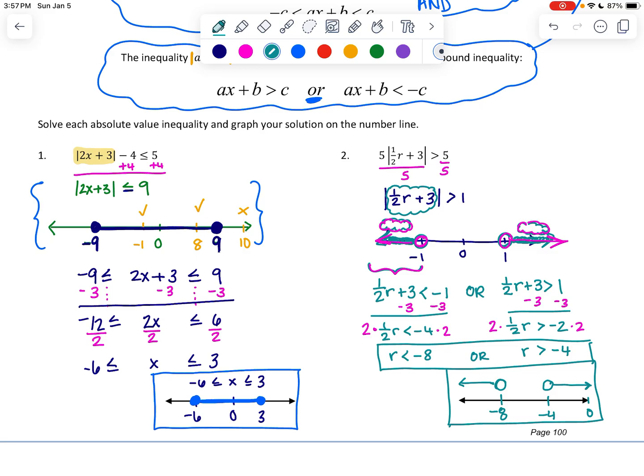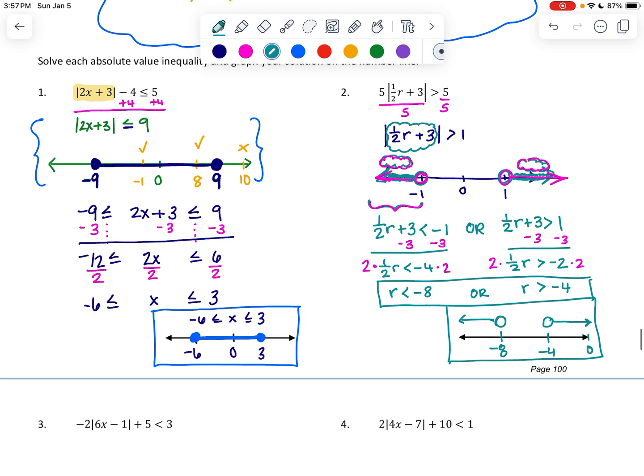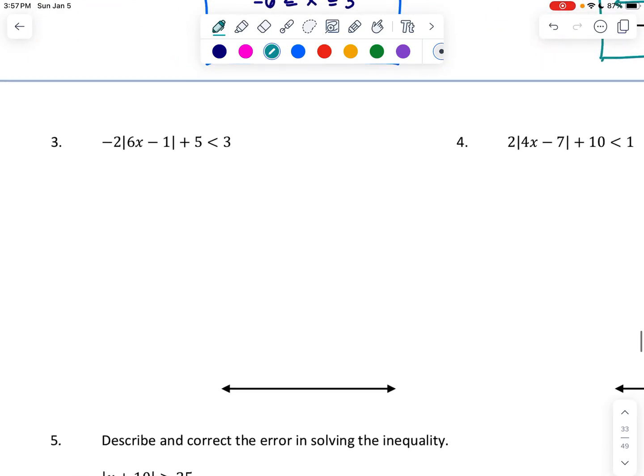Hopefully you're seeing how we're putting our compound inequality work together with our absolute value equation work. And we're kind of meshing them together to make one big problem. Okay, number 3. Let's take a look at number 3.